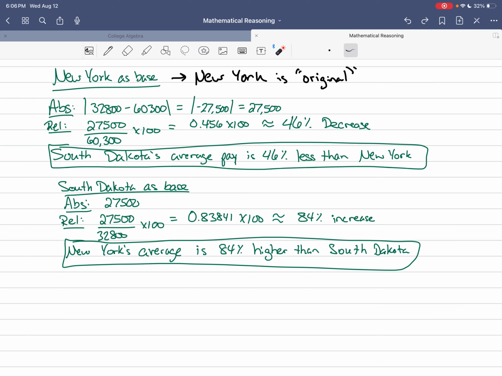So this goes to show you that depending on which number you use as your base, your data could look differently as far as percentages are concerned. Because we use the same data and the same numbers for these two, we just changed which one we used as our base, as our original amount. So, if this was some kind of sales pitch you were trying to make, if you're in favor of New York, then you would want to use South Dakota as your base, because saying we're 84% higher sounds a lot better than just saying South Dakota is 46% less. And again, it's just all relative compared to what are we using as a base here.